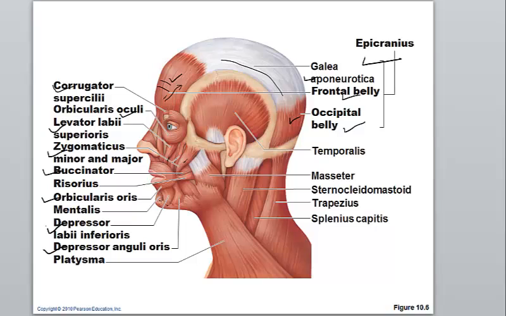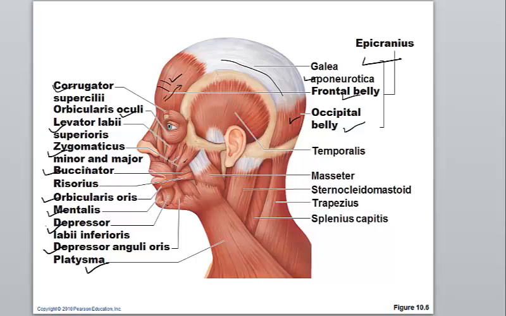Mentalis is your chin muscle that wrinkles your chin right over here. Okay. And then platysma. Platysma is the one that when men shave their neck, they kind of stretch their neck. That is the muscle that they use in their face. Okay. So you have all these muscles that are responsible for facial expression.